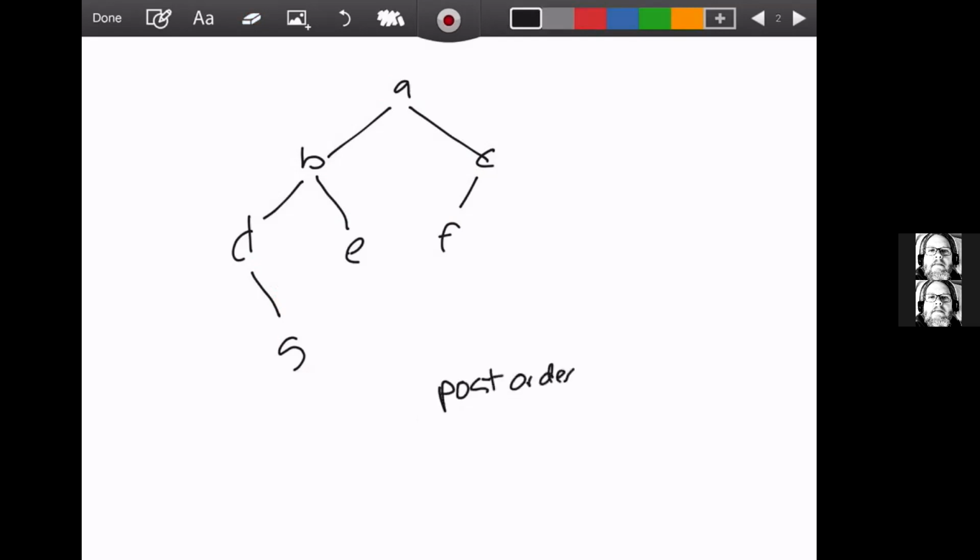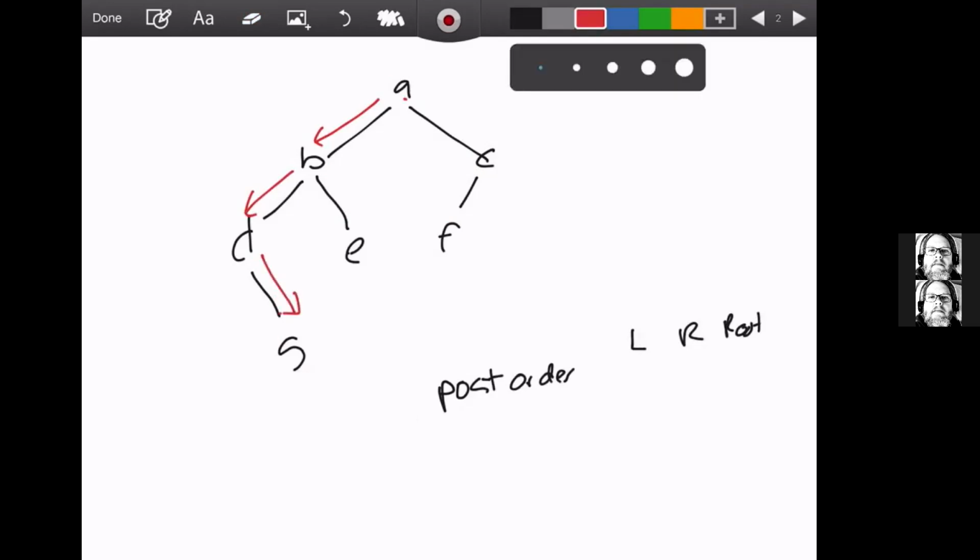The post order goes left, right, and then root. In that case, we start at A, but we try to go left, we can't, we go right, and then we visit. So in this case, the first element visited is G. So we start with G. And that's how those work.